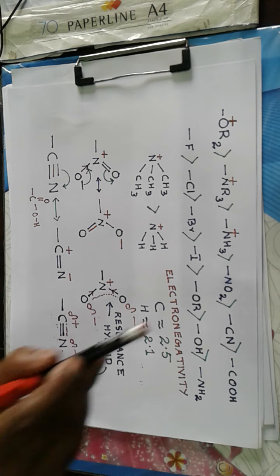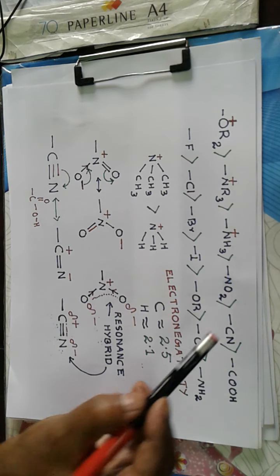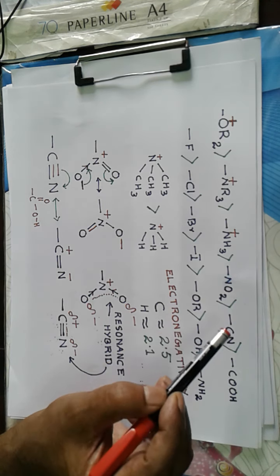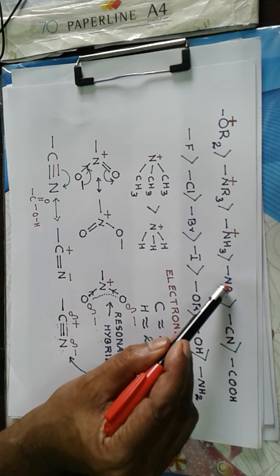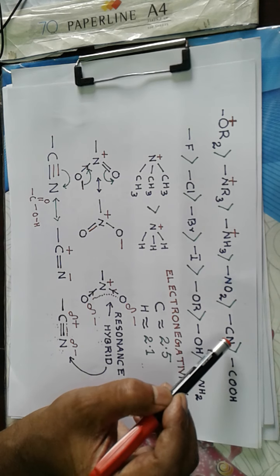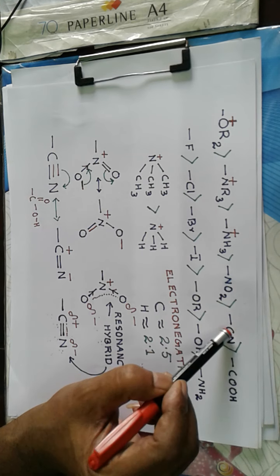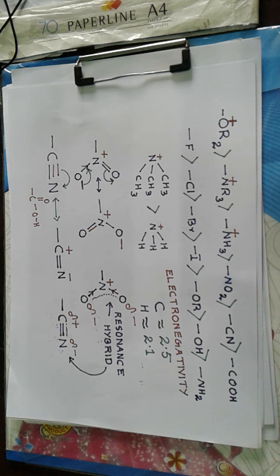So in the case of nitro and cyano group, we say nitrogen is more electronegative than carbon, and then we have electronegative oxygen atoms in the nitro group, whereas nitrogen here is less electronegative than oxygen. So the cyano group is less electron withdrawing than the nitro group.